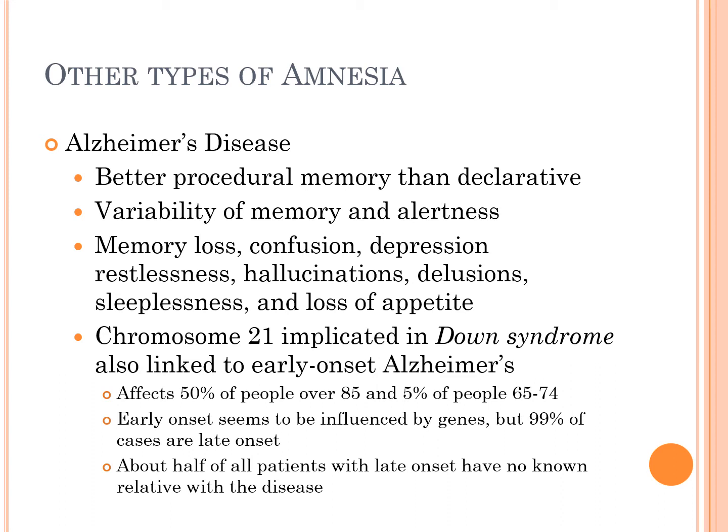But early onset Alzheimer's does seem to be influenced by genes, and it's much more rare. And what early onset Alzheimer's refers to is people who we see showing symptoms before the age of 60.